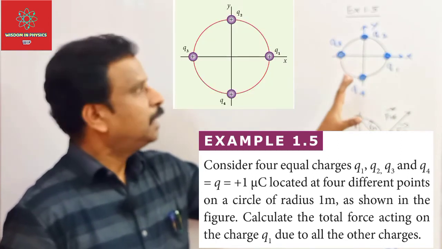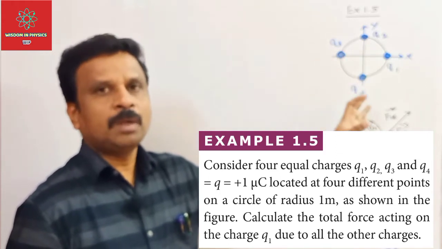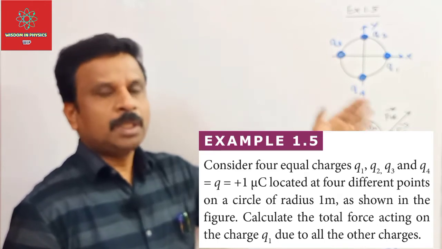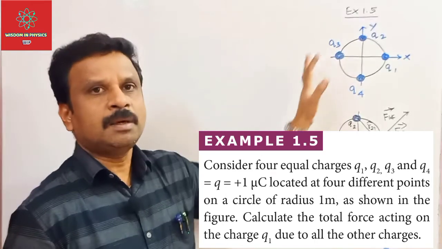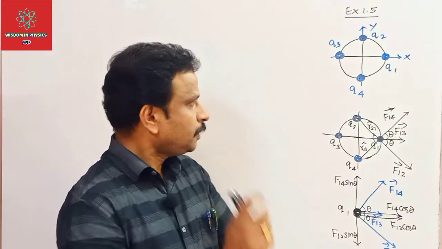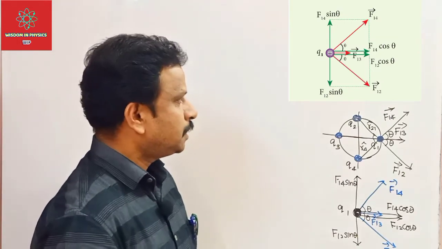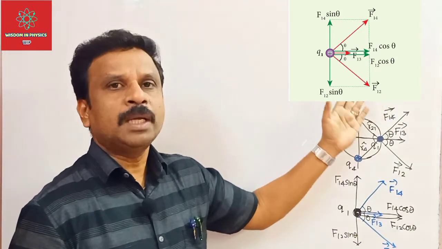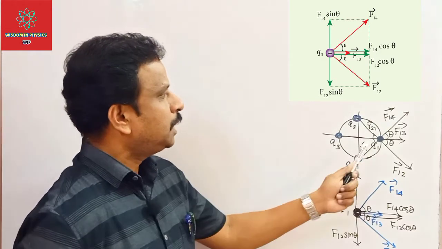This is the question. In fact, Q1, Q2, Q3, Q4, all the charges are equal to 1 microcoulomb. So we will substitute the 1 microcoulomb at the end of the calculation. So initially we consider all the charges equal to Q, identical. Now the second diagram explains how the forces are acting on the charge Q1. In fact, we have 4 charges in the system, so definitely we have to use the superposition principle to calculate the total force. Now I come to the second diagram.